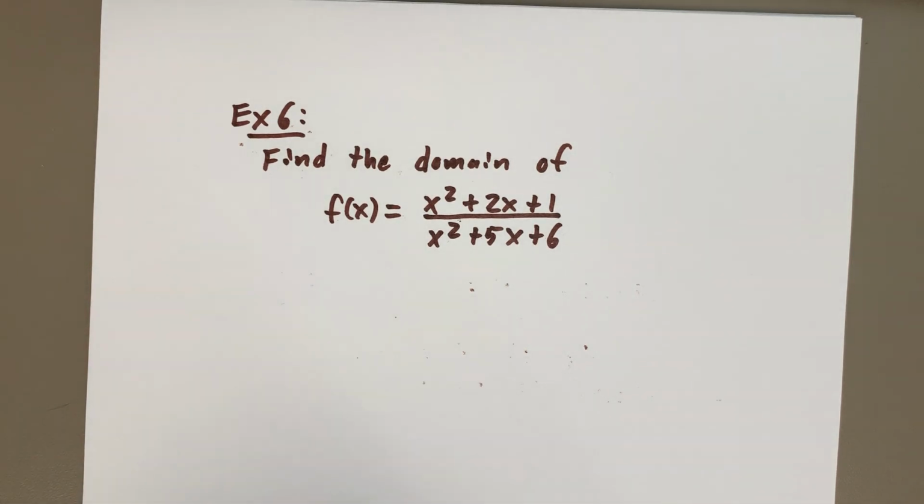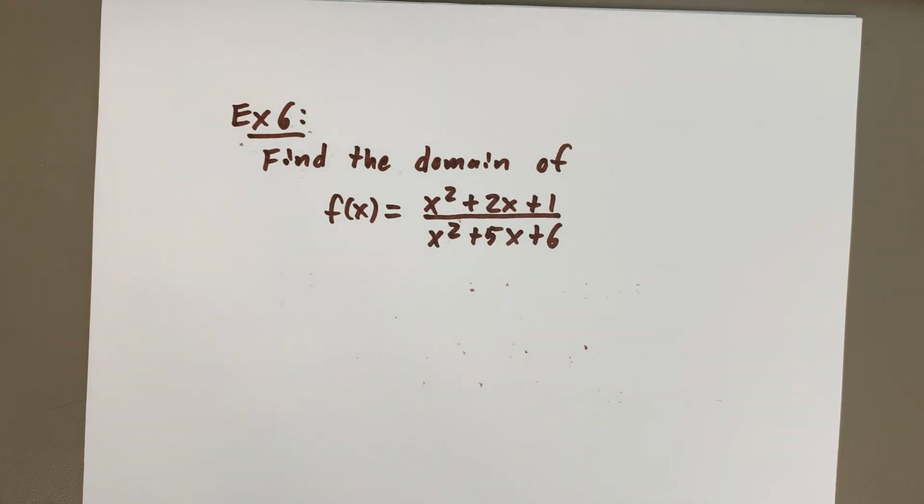Now we're on to example 6, looking at even harder things. Find the domain of f of x is equal to quantity x squared plus 2x plus 1 over x squared plus 5x plus 6. Okay? So remember, the domain of a function is the set of all things that I can safely plug in without getting division by 0 or square roots of negative numbers.